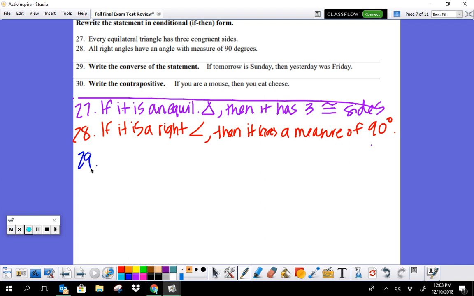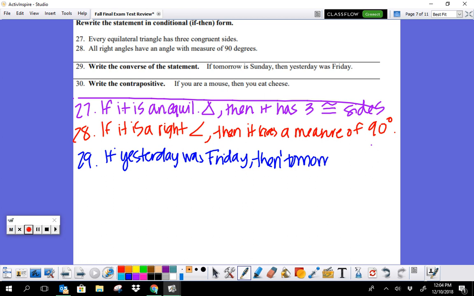Okay, 29 says write the converse of this statement. If you're in my class, you hopefully can remember this visual of me being in my Converse and saying that this sentence needs to get flipped around. So this says if tomorrow is Sunday, then yesterday was Friday. If I flip that around, then it's going to say if yesterday was Friday, then tomorrow is Sunday.